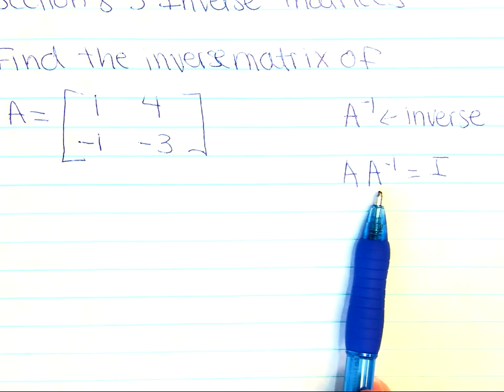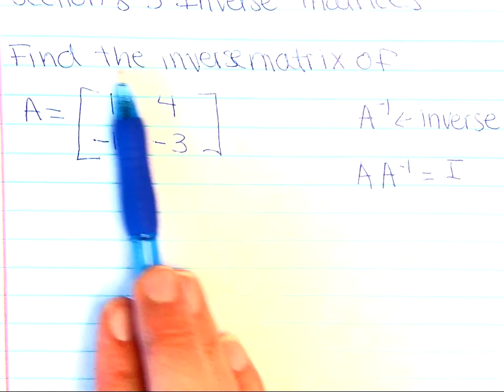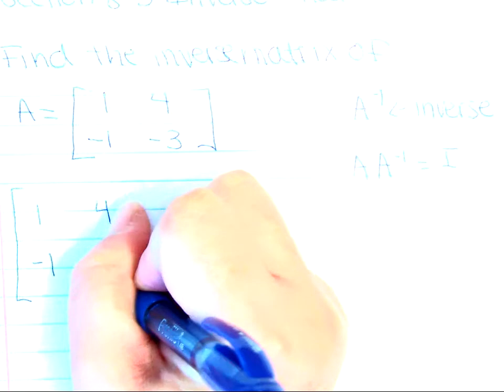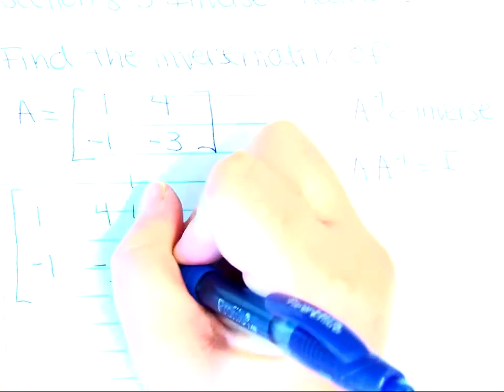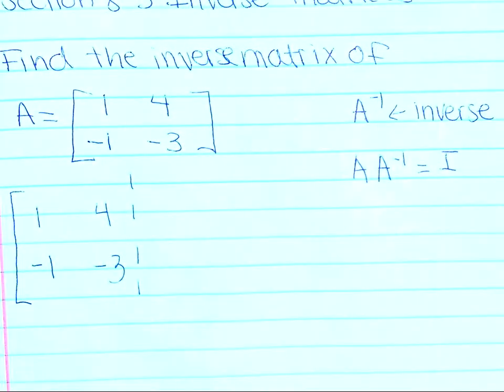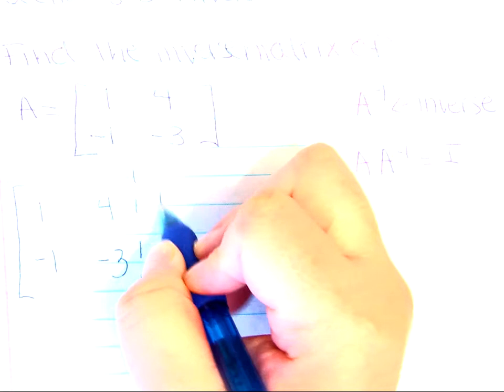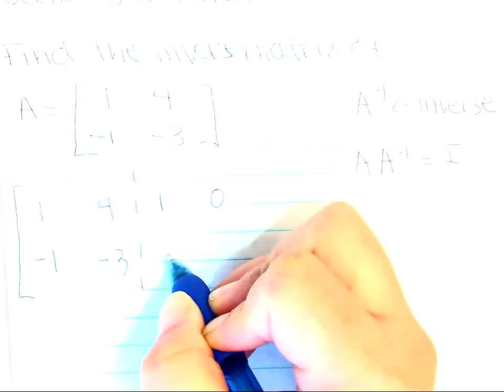I'm going to do that by writing this A as an augmented matrix. 1, negative 1, 4, negative 3. I really didn't need to make it that big. And then I've got my dashed line. And instead of writing my solutions to the equations there, I'm going to write the identity matrix, which for a 2 by 2 is 1, 0, 0, 1.